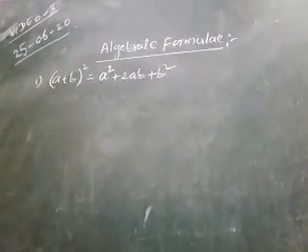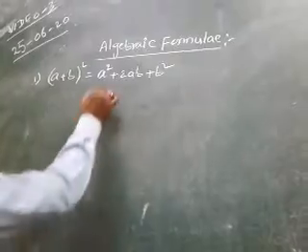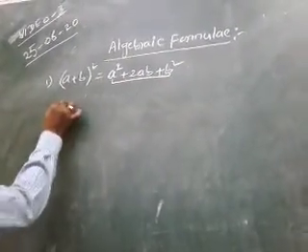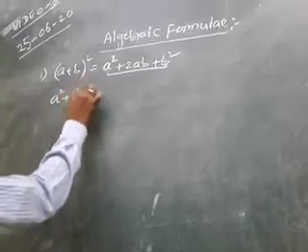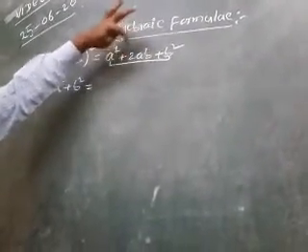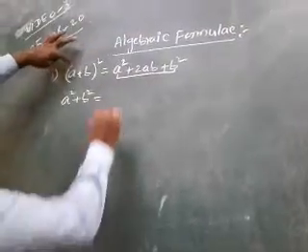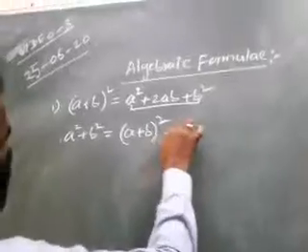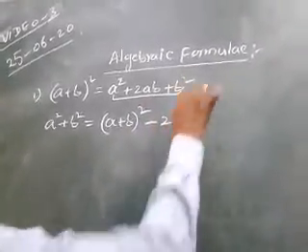From this, what is the a square plus b square formula? A square plus b square we require. For that, plus 2ab is not required, so from that, 2ab bring this side. Already we have (a plus b) whole square this side. This becomes (a plus b) whole square minus 2ab.